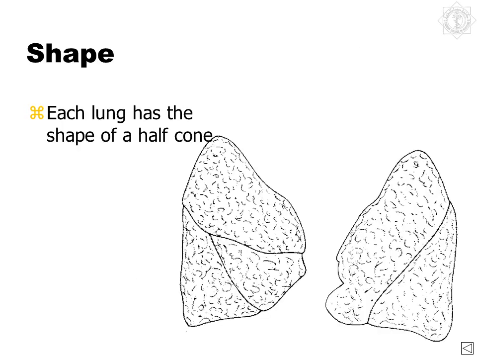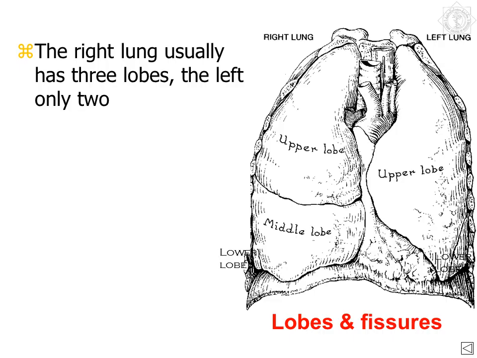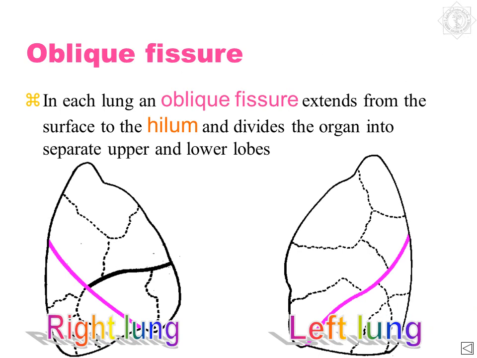Each lung has the shape of a half cone. The right lung usually has 3 lobes. The left lung has 2 lobes. The oblique fissure extends from the surface of the hilum and divides the organ into the superior part, called the superior lobe, and the lower lobe.